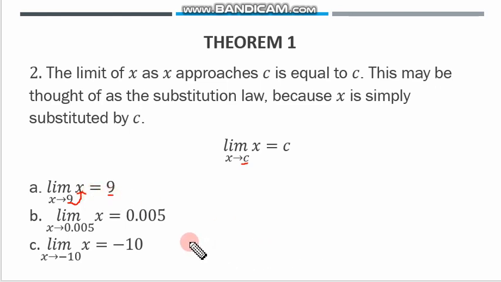For letter B, the limit of x as x approaches 0.005 is equal to 0.005. So letter C, the limit of x as x approaches negative 10, of course, is negative 10 as well.